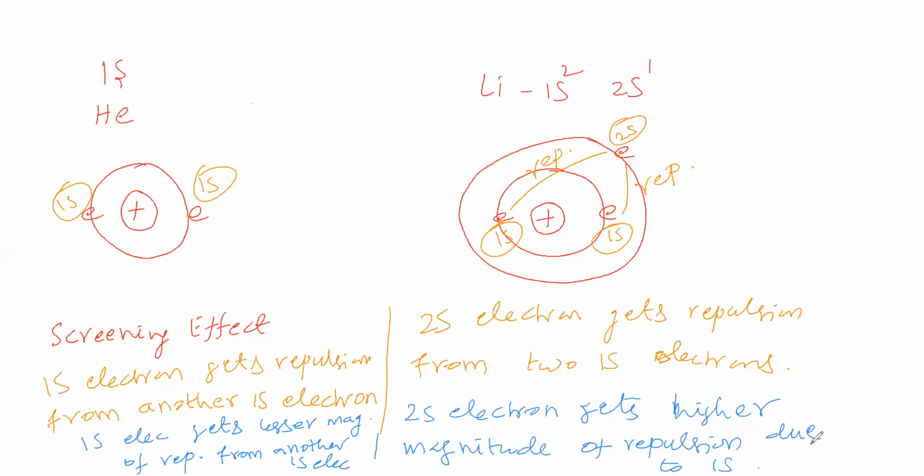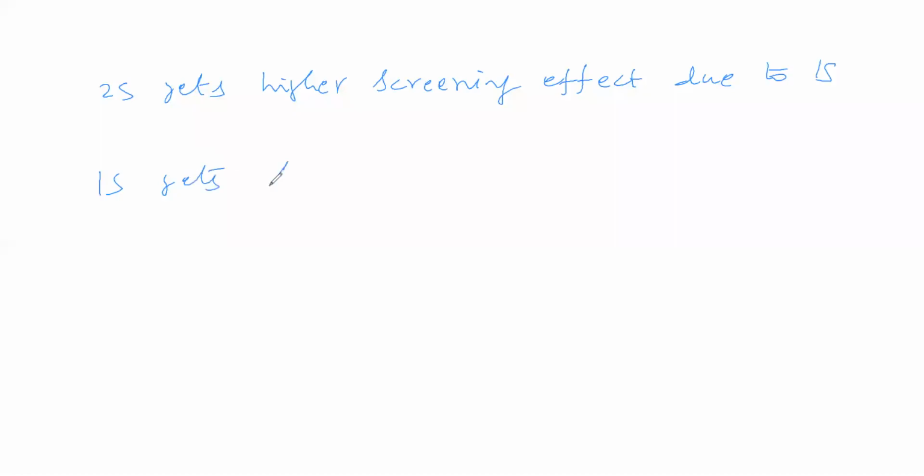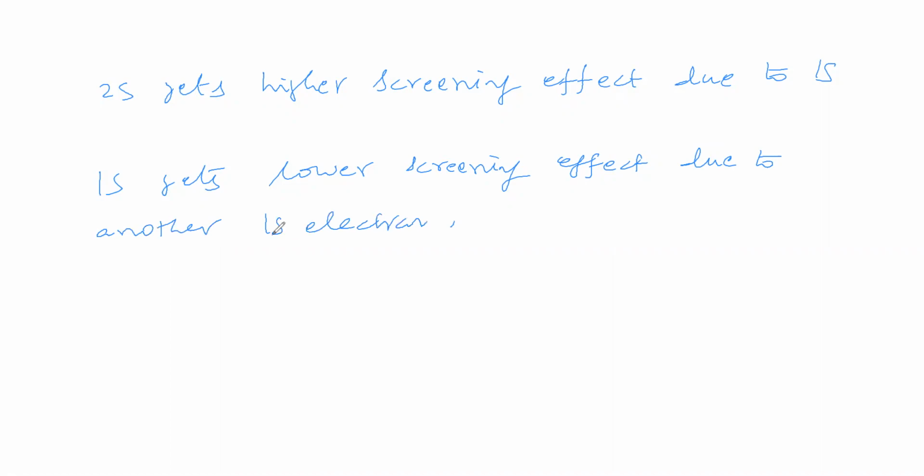So from this, what is the conclusion we can say? 2s gets a higher screening effect due to 1s. But 1s gets a lower screening effect due to another 1s electron. So regarding the screening effect order, 2s gets a higher screening effect because of 1s, but the 1s electron gets a lower screening effect due to another 1s electron.